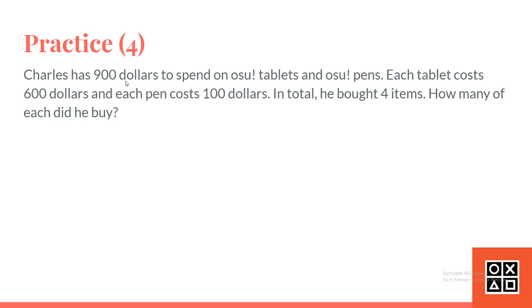Charles has $900 to spend on OSU tablets and OSU pens. Each tablet costs $600 and each pen costs $100. In total, he bought 4 items. How many of each did he buy?